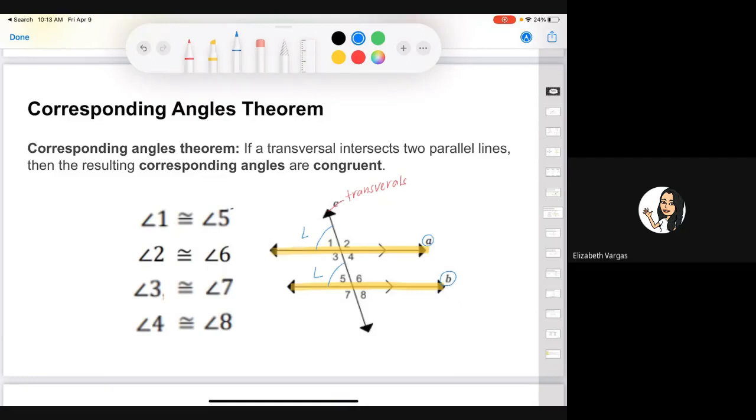So we have all these different corresponding angles, and what you need to know is that all corresponding angles are congruent. So pairs of corresponding angles are congruent. So say that this was equal to 60, then this would also be equal to 60. Say that 2 was equal to 120, well then its corresponding pair, 6, would also be equal to 120. So corresponding angles are congruent. The pairs are congruent to each other. Okay, any questions about this? So pairs of corresponding angles are congruent to each other.